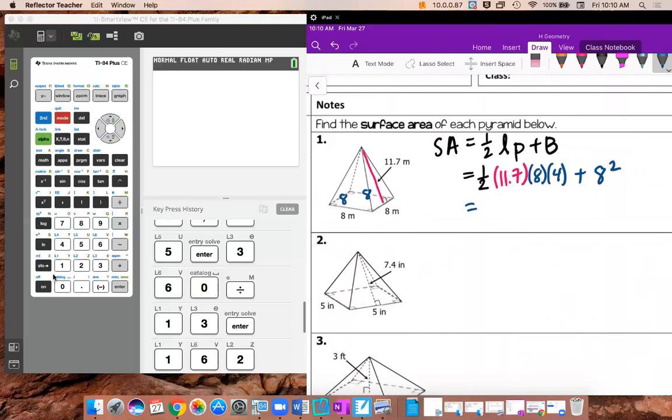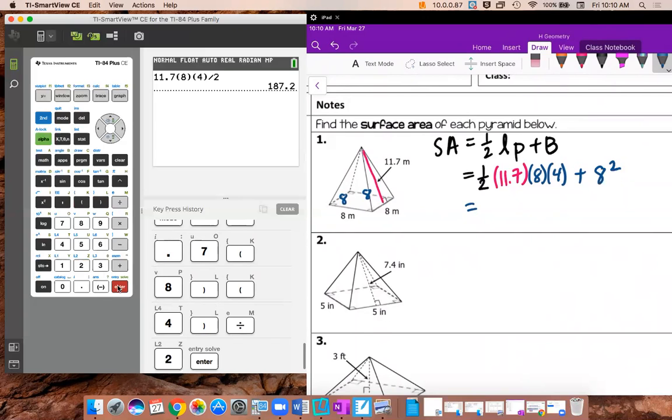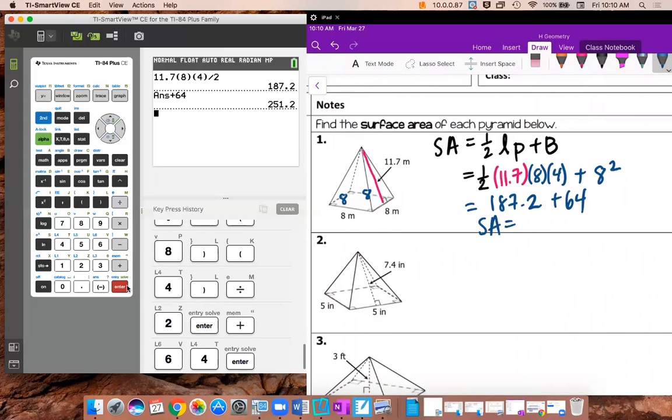And then we're just going to plug that in our calculator and it's going to give us the surface area. So I'm going to do 11.7 times 8, and just make sure you're using parentheses, times 4, and then all of that is going to be divided by 2. So I've got 187.2. And then I'm going to add to that 8 squared, which is 64. So it's going to take this original answer and add 64 to it. So this tells us that our surface area for this problem is going to be 251.2. And since we're talking about area, this is going to be in meters squared.